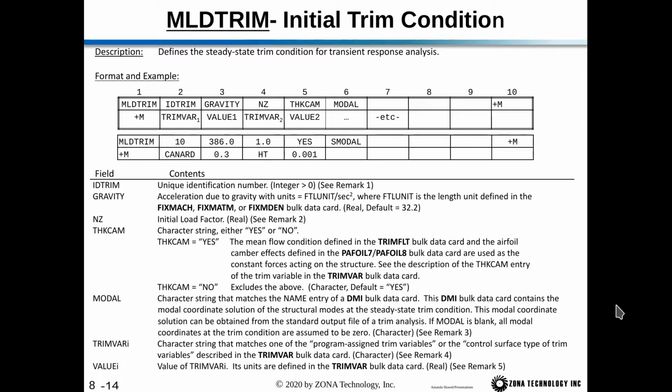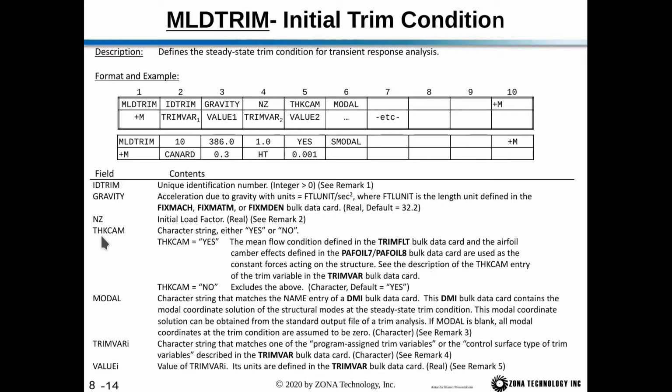Next, we have the MLDTRIM card, which allows you to specify the initial trim condition. So we have an ID number. Next is the gravity field. This is the acceleration due to gravity, where the units are FTL unit per second squared, where FTL unit is the length unit defined in the FIXUP card. So those are the analysis units, not the model units. Next, we have NZ, which is the initial load factor.